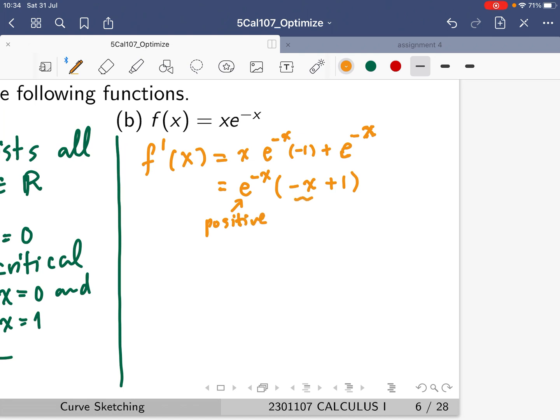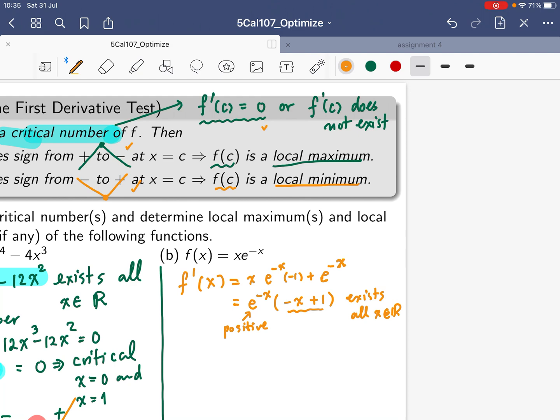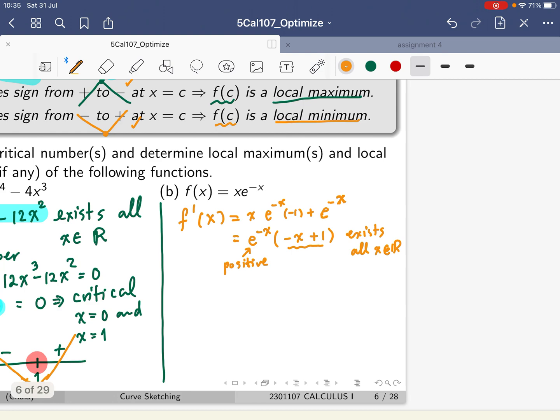And this one is a polynomial, so it exists for each and every x in the real numbers. So again the critical values will contain only the first kind, which is f prime equals 0. If your f prime equals 0, it means that your e to the -x times this one equals 0, but e to the -x cannot be 0, right? So only this part can be 0. So it means that your x is 1, right?